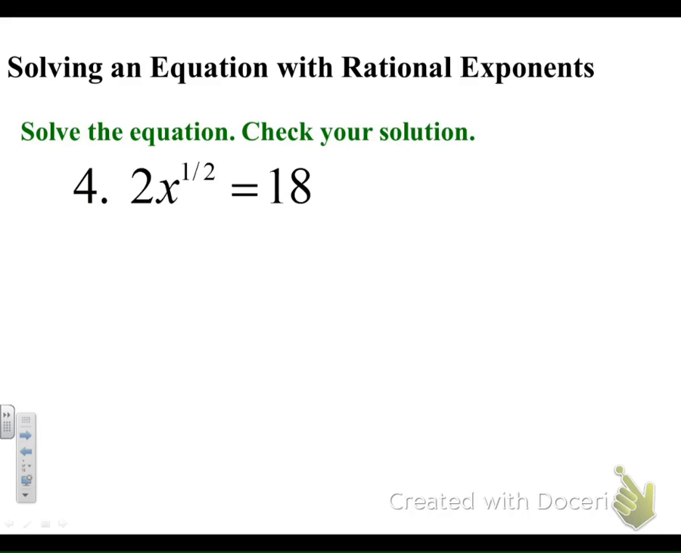Two times x to the 1/2 equals 18. We need to recognize that x to the 1/2 is technically a square root, so I'm going to have to isolate x to the 1/2. So if there's something in front of it or after it, I need to get rid of it. So I'm going to divide both sides by 2 first. And then wait a second, how do we undo a square root? To undo a square root, we square both sides.